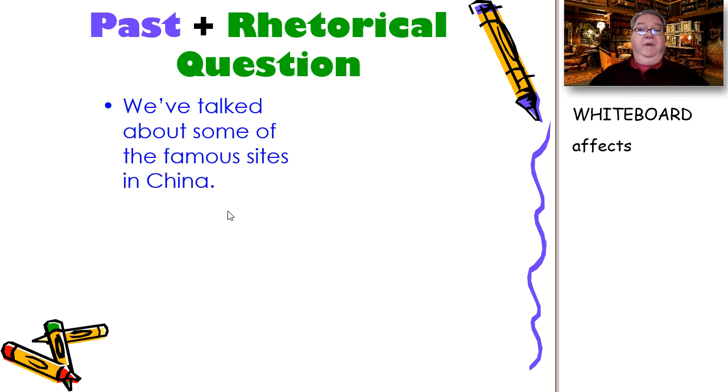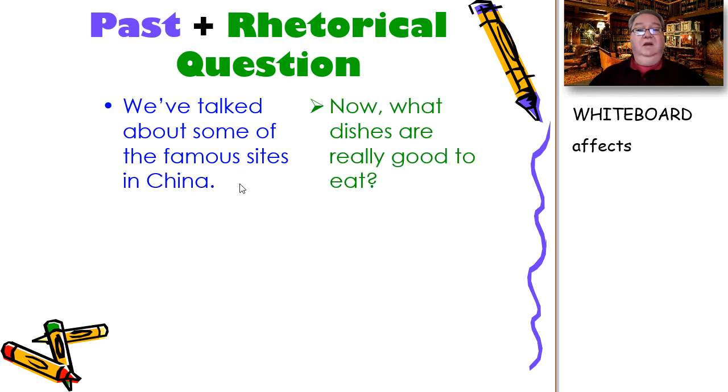So, back to the presentation about the trip to China. We've talked about some of the famous sites in China. Now, what dishes are really good to eat? So imagine we've talked about tourist places, museums, palaces, the Great Wall. What kind of food do you like? Okay, or what kind of food is really good there? So we've talked about past tense. Now, what dishes are really good to eat?